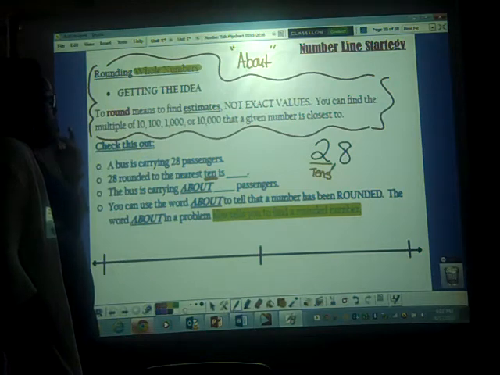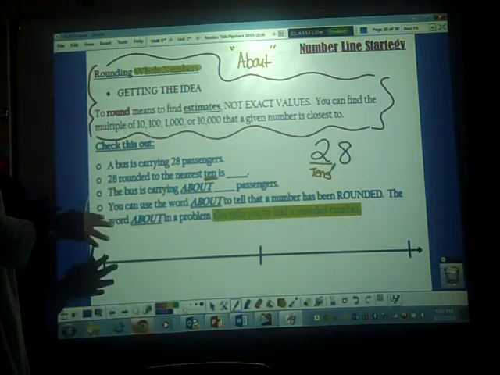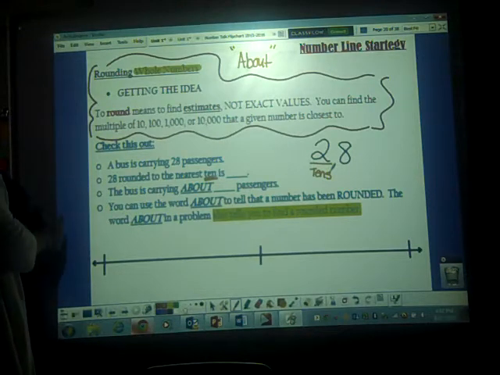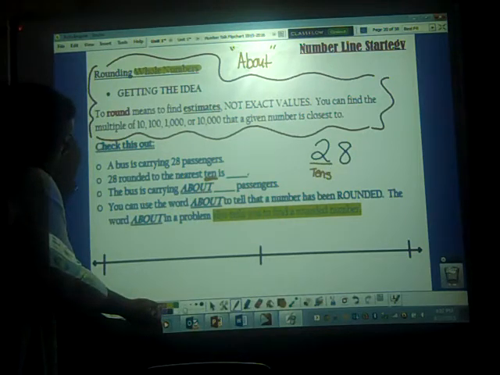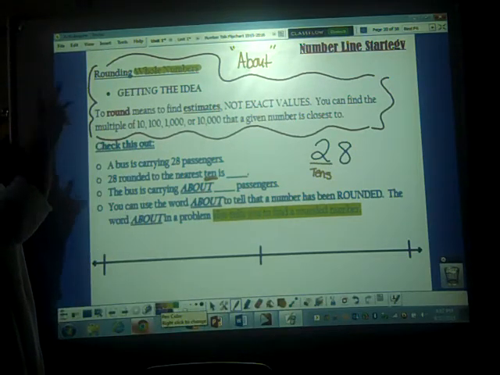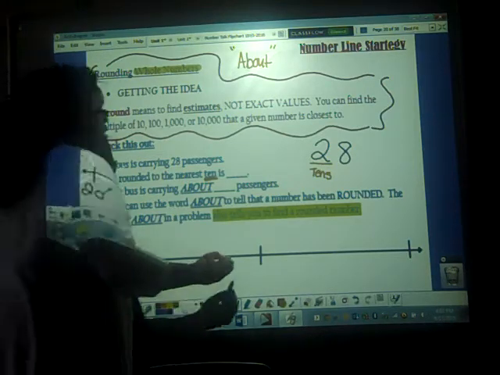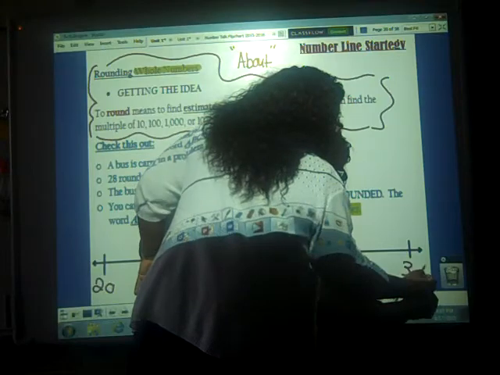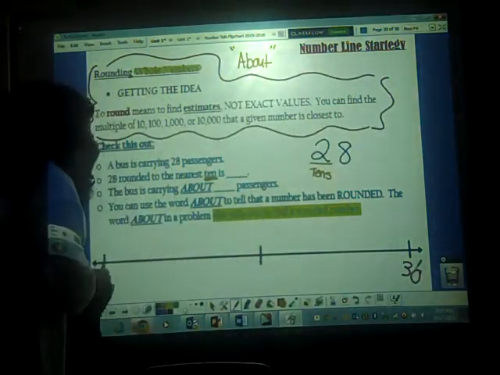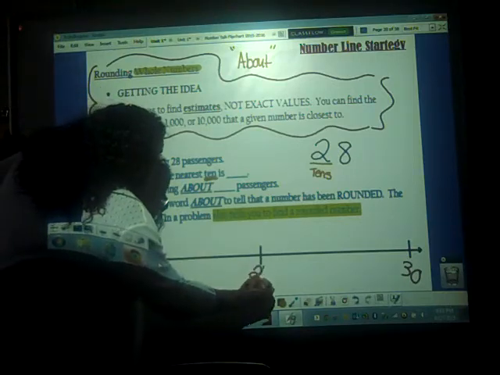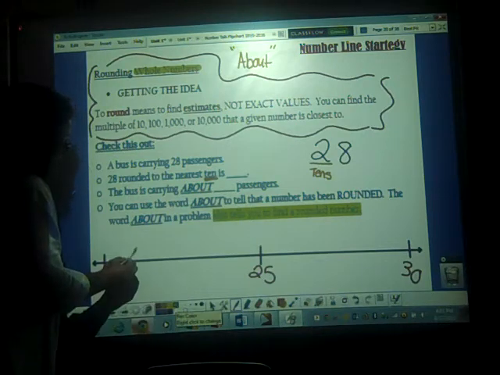How many passengers? So we're going to use our number line to determine if 28 rounded to the nearest 10, is it closer to 20 or is it closer to 30? All right? So 28 is between 2 base 10 numbers, 20 and 30. The halfway mark between 20 and 30 is, you guessed it, 25.